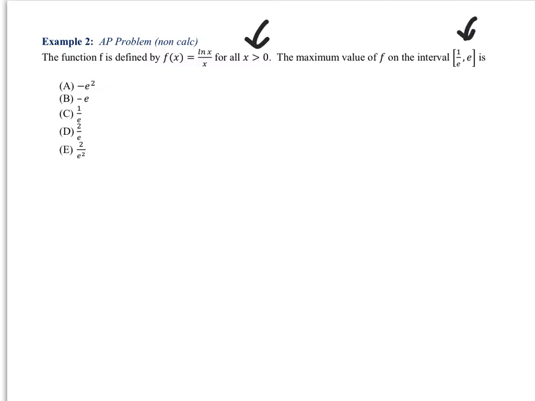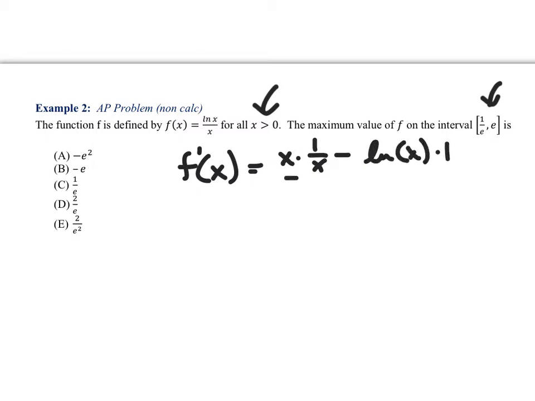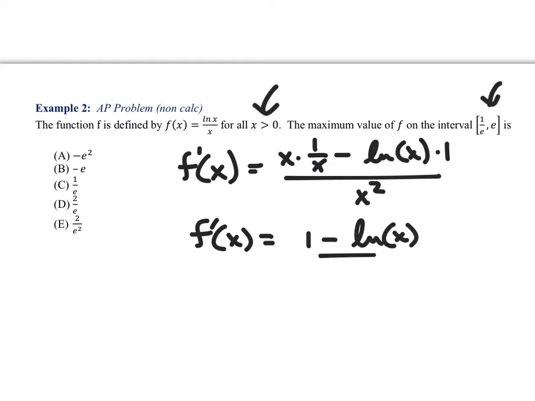So I'm just going to go ahead and calculate the derivative. So f prime of x is low d high minus high d low all over low squared. Okay, I'll simplify that. Looks like we get 1 minus the natural log of x over x squared.